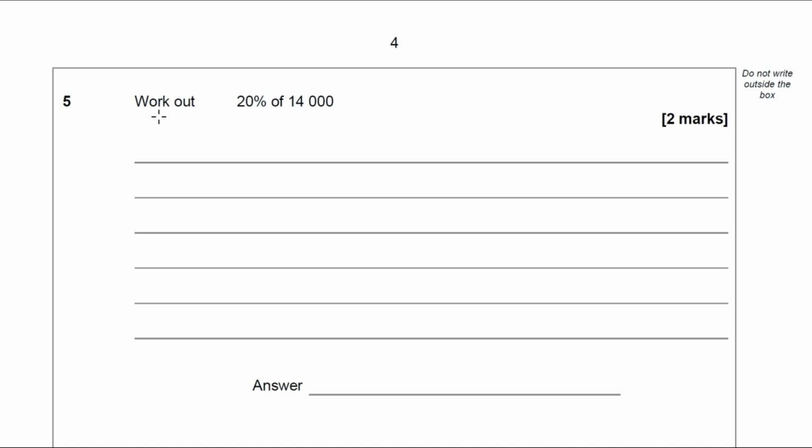Question 5. Work out this computation: 20% of 14,000. We multiply them. This percentage will cancel this 0 and one of these zeros. So we have now only 2 and 1400. 2 times 1400, you just times 2 and 14, you get 28, and then the hundreds will go with them. So it's 2800.